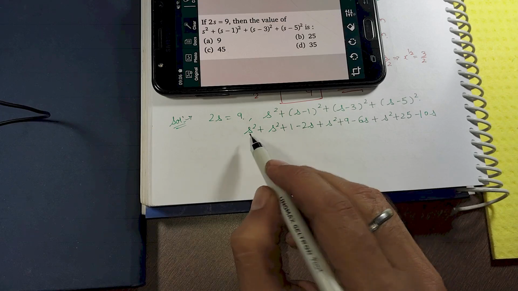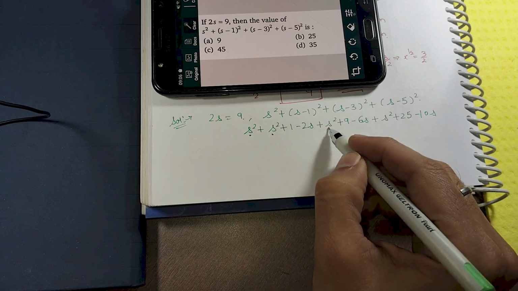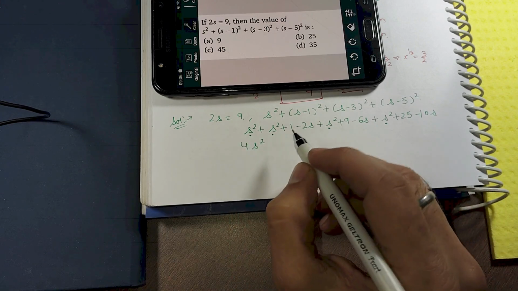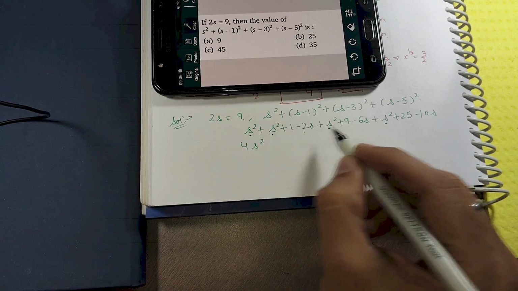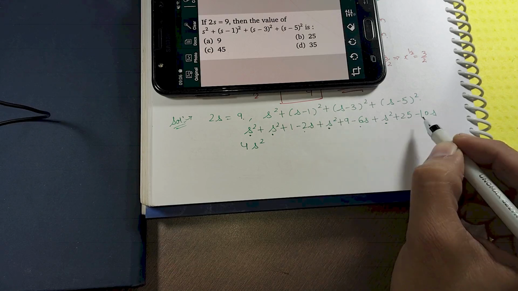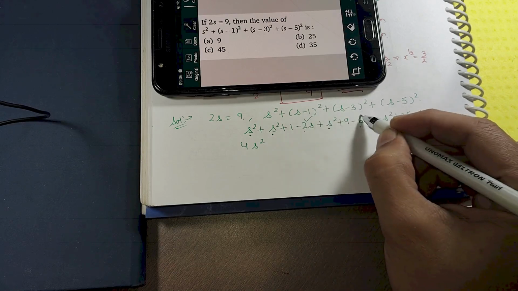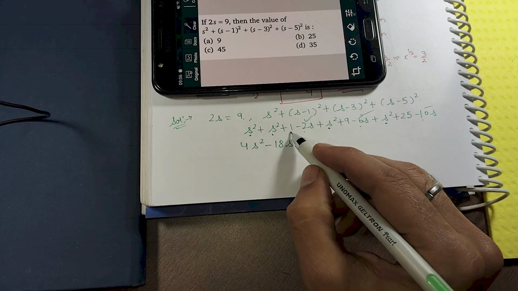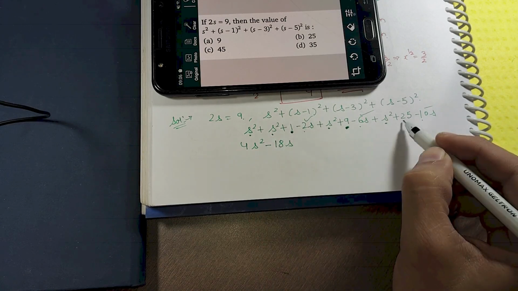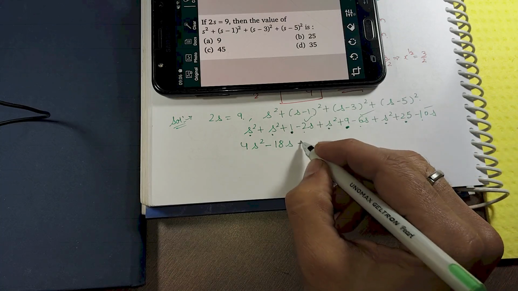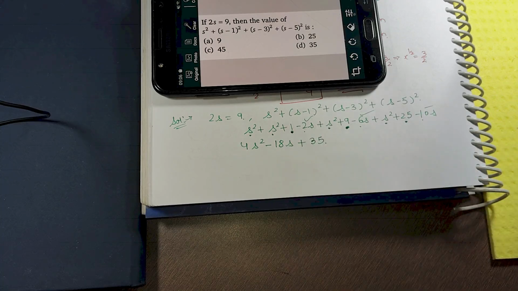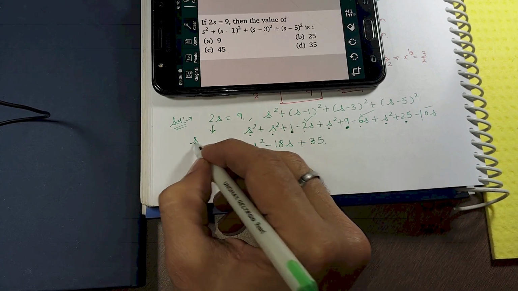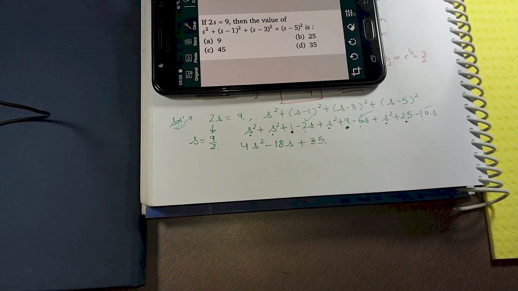Now how many s square are there? 1, 2, 3 and 4. So 4s square, then minus 2s, minus 6s, minus 8s and minus 10s. So this is minus 18s, right? Plus 1 plus 9, 10, 10 plus 25, 35. So we have been given this. Now from 2s is equal to 9, I can have s is equal to 9 by 2, right?